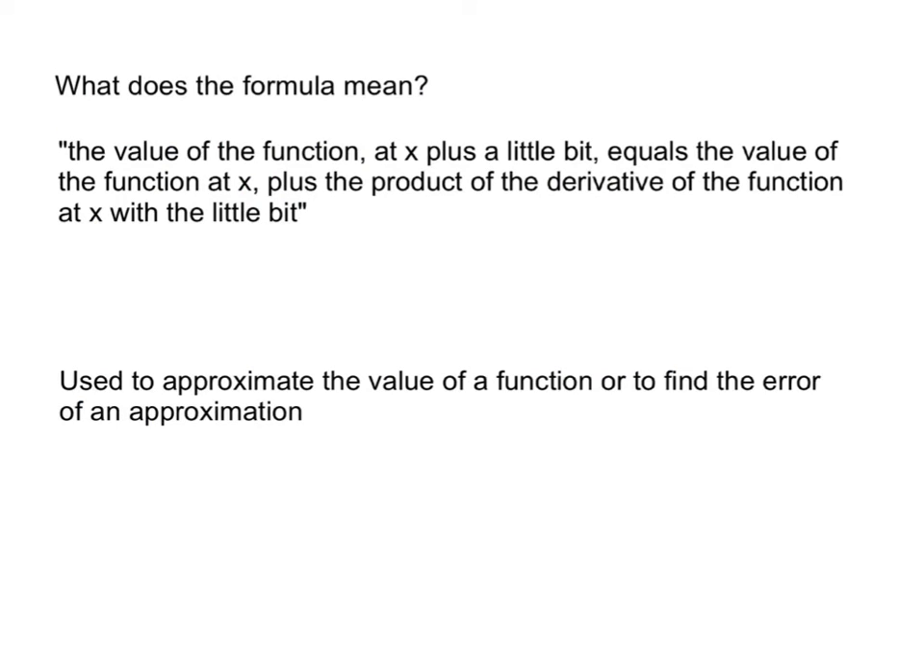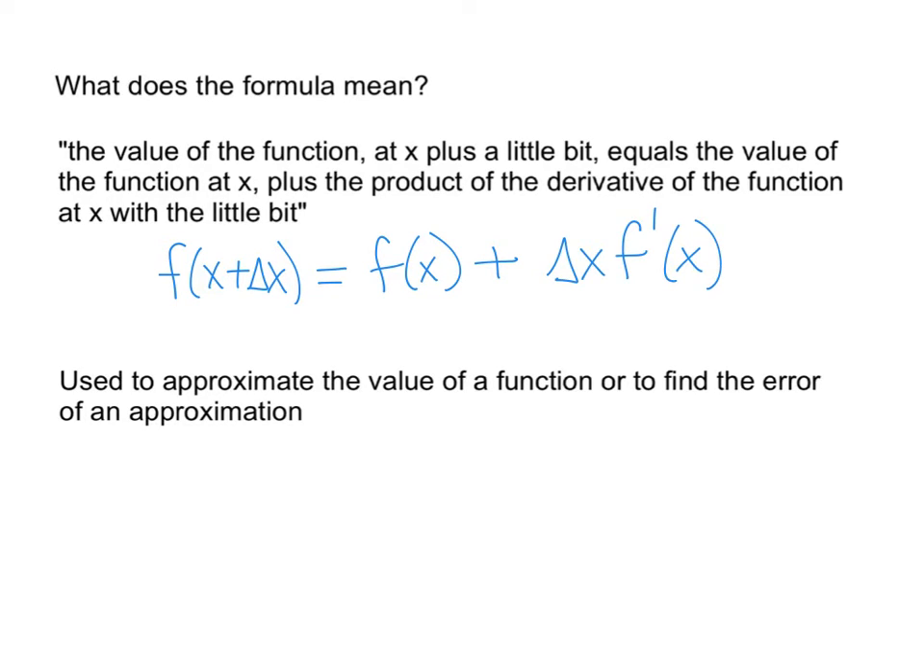So here in words is what I said before. It says the value of the function at x plus a little bit equals the value of the function at x plus the product of the derivative of the function at x with the little bit, or multiplied by the little bit. And that's what that looks like. So we're going to use this formula to approximate the value of a function, and or we're going to use it to find the error of an approximation.